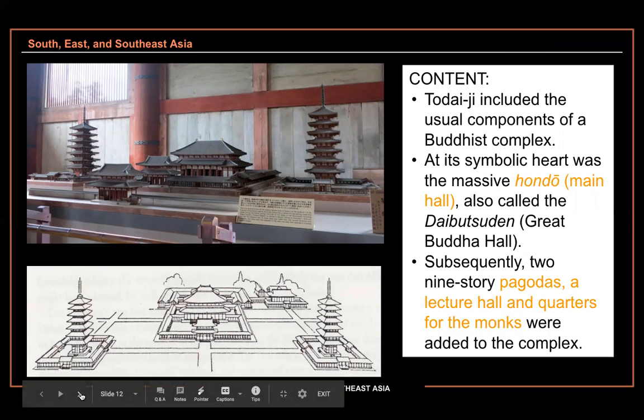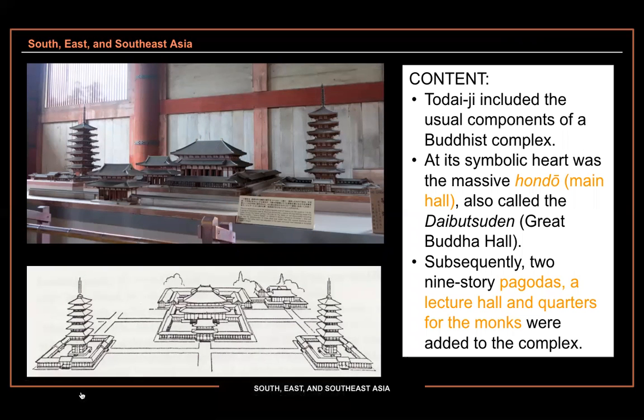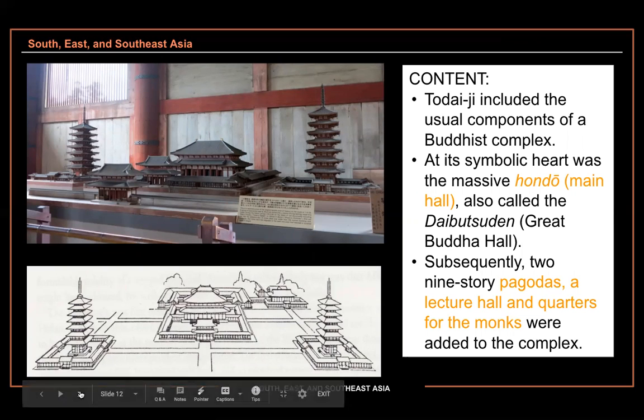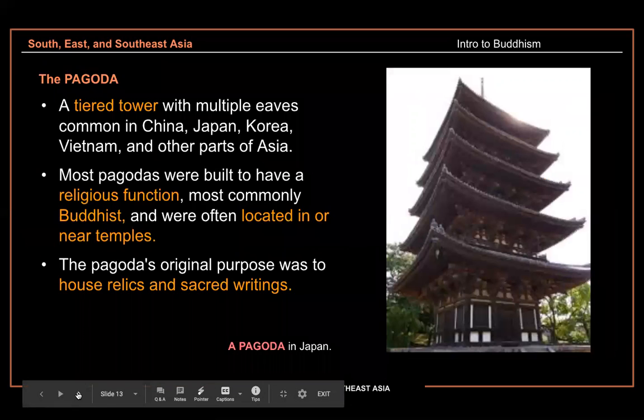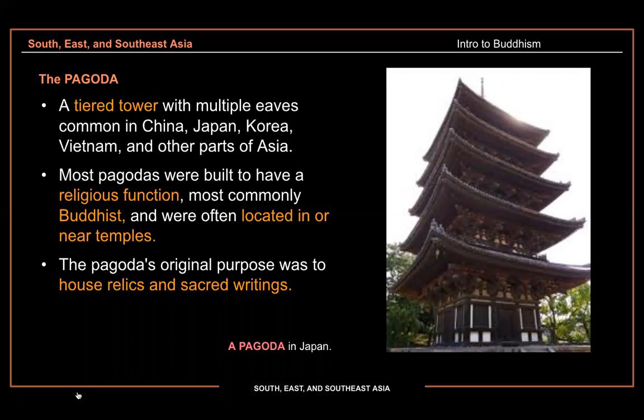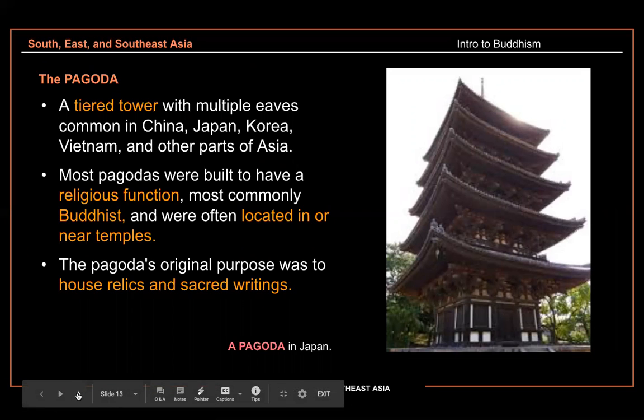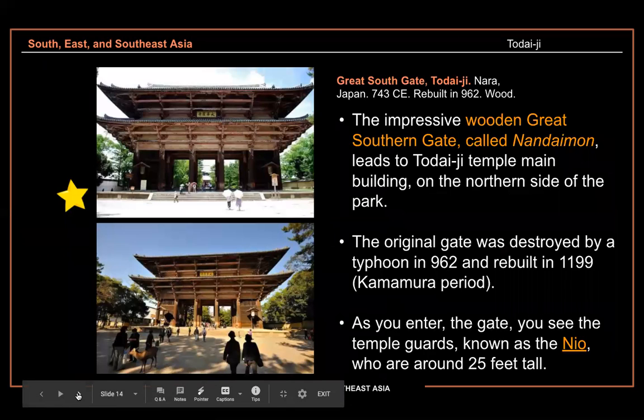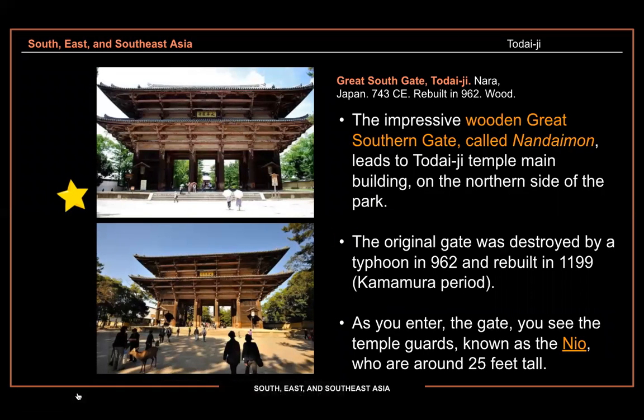And I alluded to this the other day. It has beautiful gardens around it that have deer. There's probably more deer in this region than there are people. You know, to reflect the deer in the garden that Buddha meditated in and reached nirvana, right? So here's an example of the pagoda where a lot of religious objects were kept, relics, as well as sacred writings.